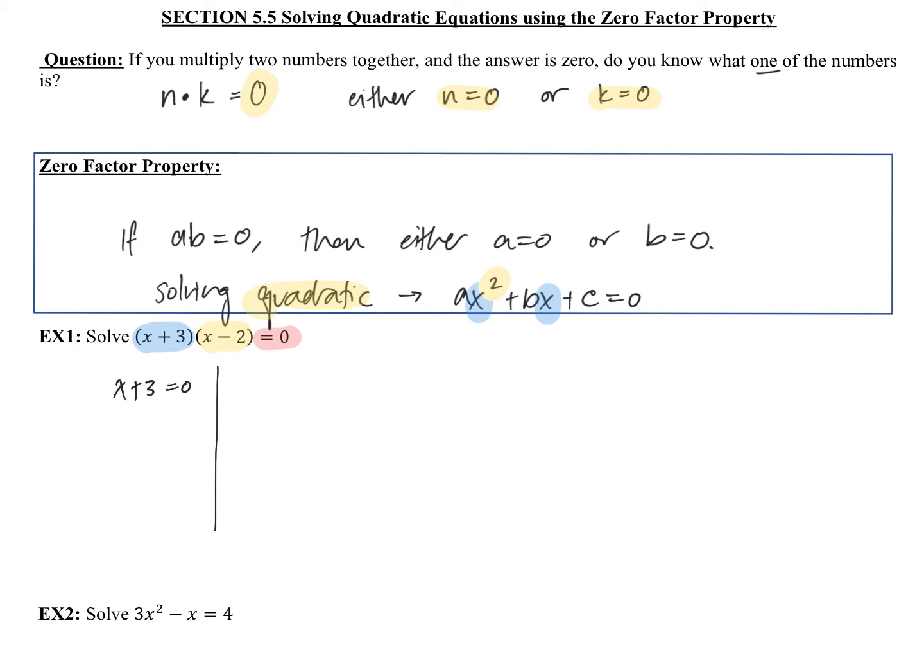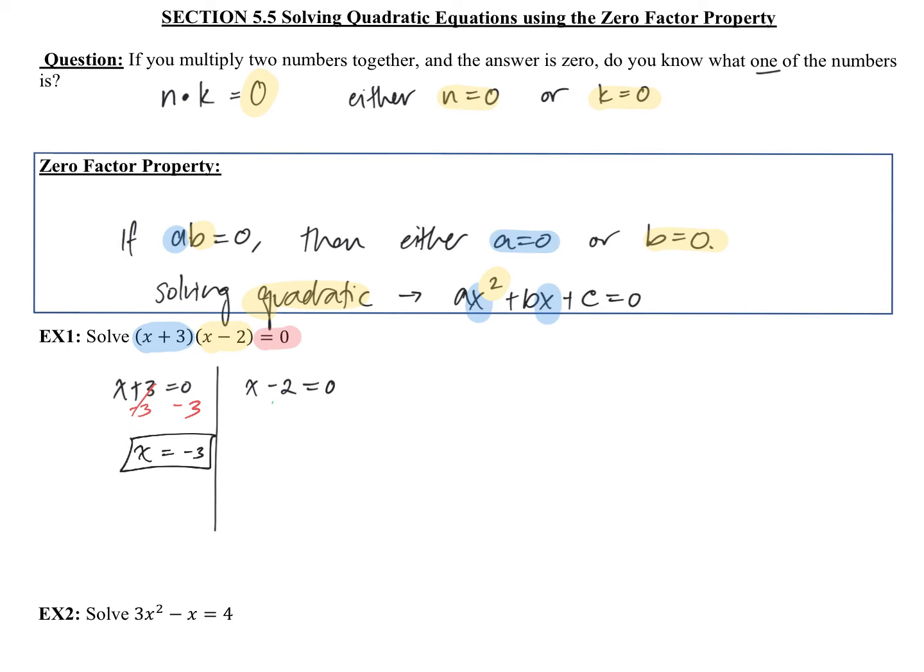I'm just going to use this little line down the middle to separate my two equations. So once again, we're setting each of the factors equal to 0. And then let's solve. Subtract 3 from both sides, and we get one possible solution: x equals negative 3.